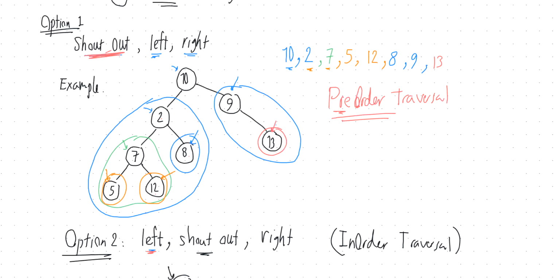And again, now we are done completely with this subtree that is circled in green. And when you are done with the root and the left subtree, it's time to go to the right subtree to shout out 8 and so on. So this is called pre-order.